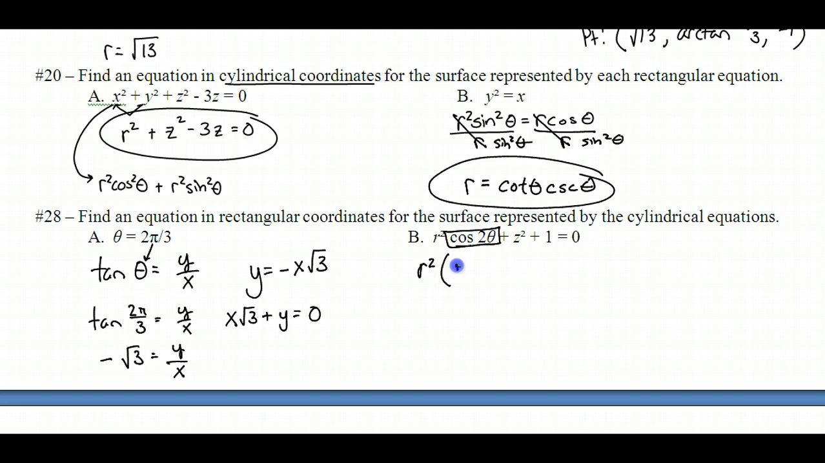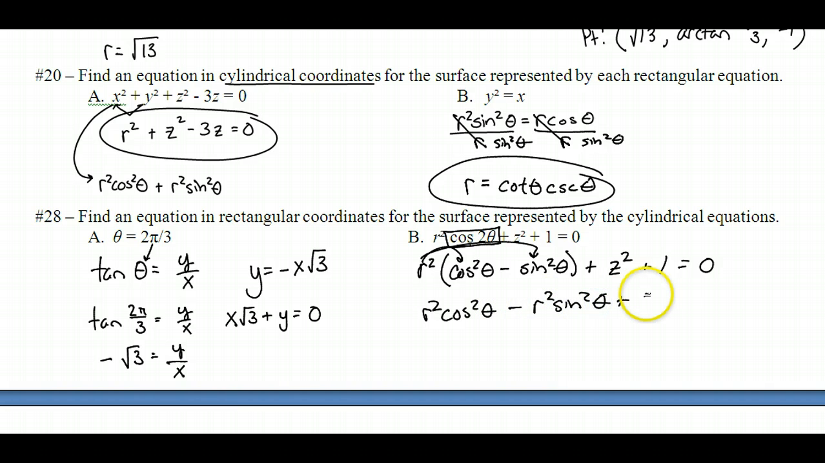And cosine of 2 theta, one form is cosine squared minus sine squared. And I like that because then I know I can distribute and have the r squared cosine squared, r squared sine squared, and I know that that's really nice to have. And then I'm still going to just add on the z squared plus 1 equals 0. So if I distributed this to both, obviously I'd have r squared cosine squared theta minus r squared sine squared theta plus z squared plus 1 equals 0.